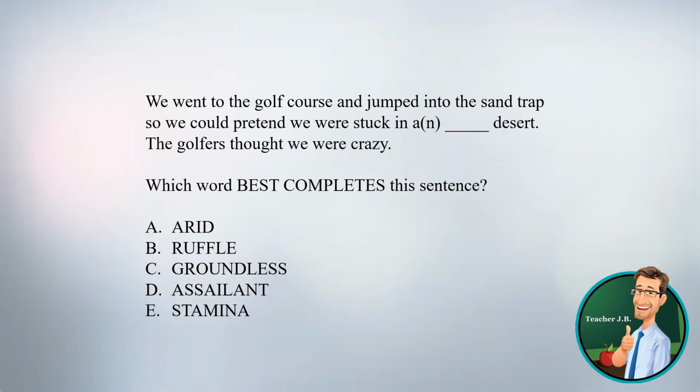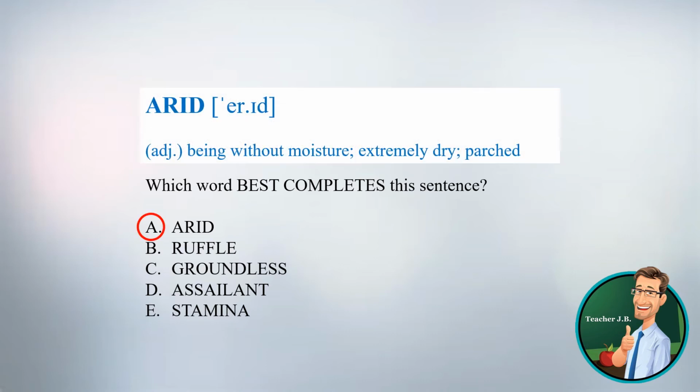We went to the golf course and jumped into the sand trap so we could pretend we were stuck in a blank desert. The golfers thought we were crazy. Okay, what is the right word? It's just like there's a word desert. Yes, arid, ruffle, groundless, assailant, stamina. The answer is arid. Arid means being without moisture, extremely dry, parched.